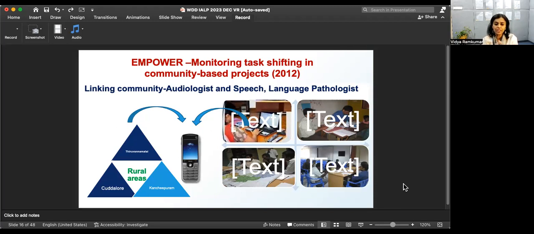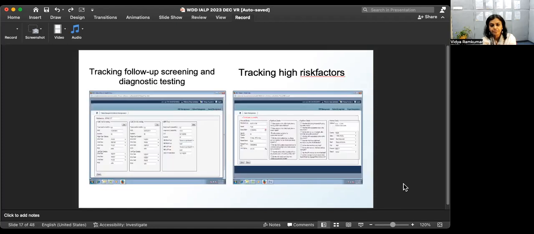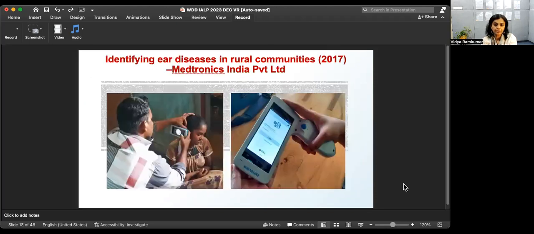Because we wanted to remotely understand the work that was being done by community workers, the status of the people who are being screened, whether they need referrals, follow up, and track their appointments as well. So we had this software with which we were able to track high risk factors in these communities. We were able to track the follow-ups, the screening and the follow-up diagnostics that were required for these children.